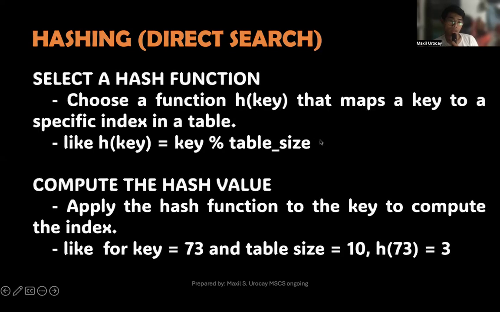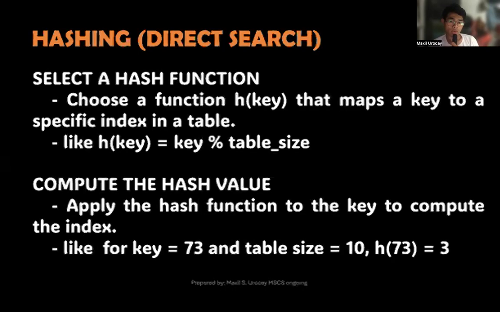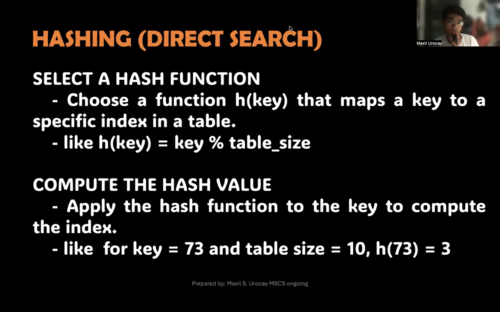So say for example here then, selecting a hash function, h is a function h of key that maps a key to a specific index in a table. Like h of key is equal to key modulo table size. So say for example the table size is 10 and your key is 26. So 26 modulo 10: if you divide it by 10 that is 2, then the modulo will be 6. That's how you will begin to organize it in your calculation actually.